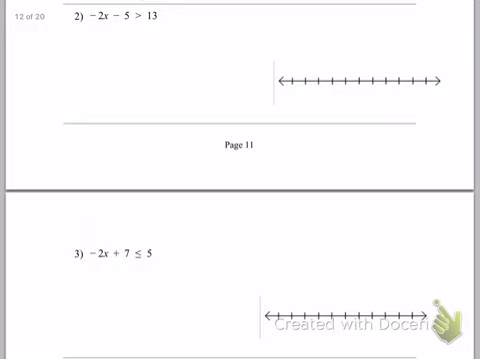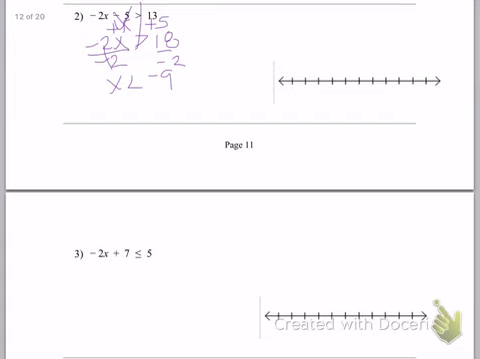All right, so number 2. We need to move over that 5. So add 5 on both sides. Get these to cancel out. So we've got negative 2x is greater than 18. Now we need to divide both sides by negative 2. And because we did that, we must flip the inequality. And 18 divided by negative 2 gets you negative 9.